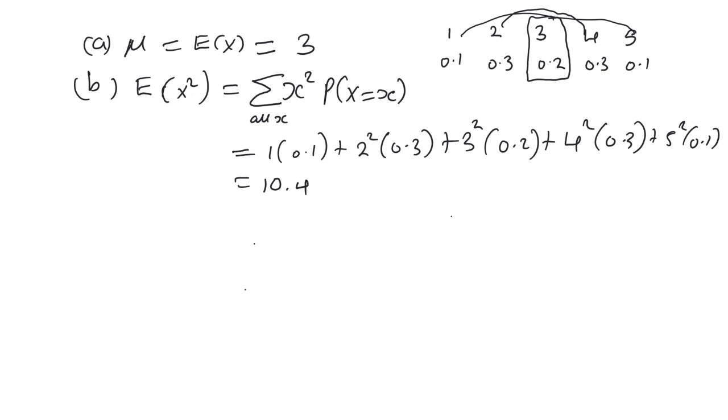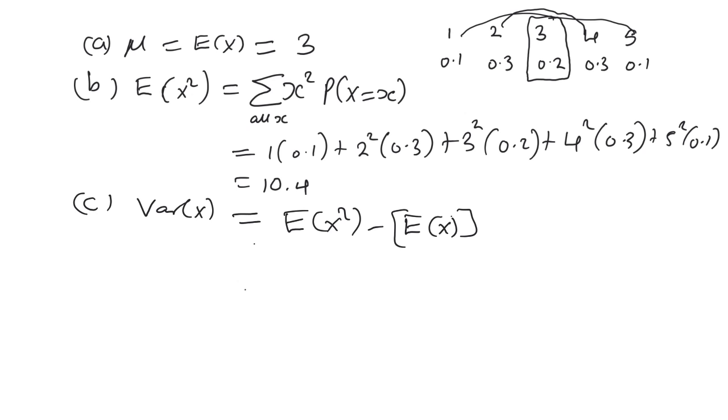Now C, they want you to find the variance of X, which is defined as the expectation of X squared minus the square of the expectation of X. So this is going to be 10.4 minus 3 squared, and the answer is 1.4. So we are done.